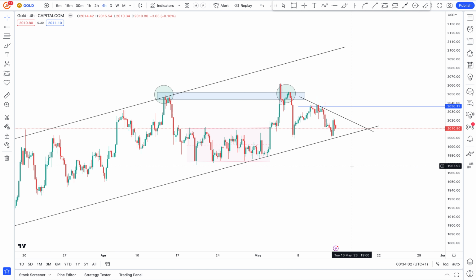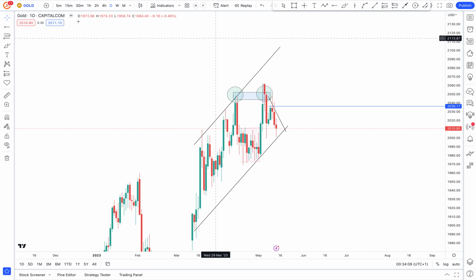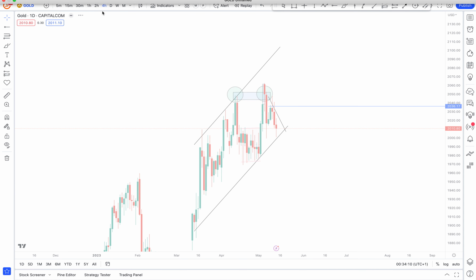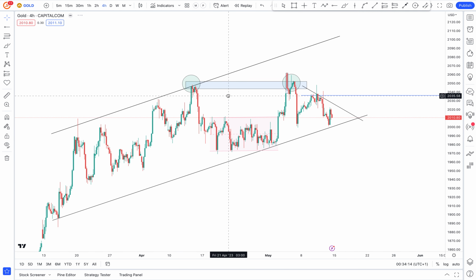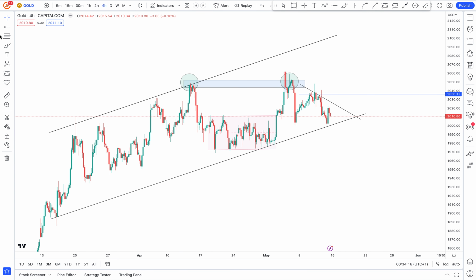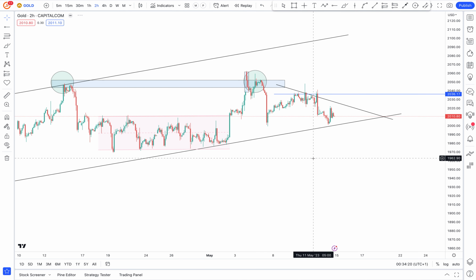So guys, what I'll be expecting this week on gold is for me to start observing further bearish movement on the gold market. I'm not looking for anything other than bearish opportunities on gold. That is what I'm looking for this coming week.